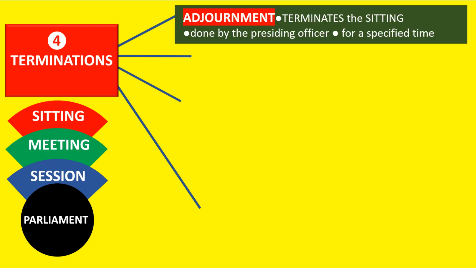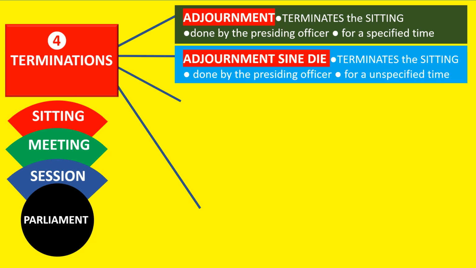The first termination is adjournment. Here in the adjournment, what we are going to discuss is about terminating a sitting. Adjournment terminates a sitting and is done by the presiding officers for a specific time. For example, the Speaker of the Lok Sabha may say that the House is adjourned till 3 p.m. today. That means the House is terminated and it will reassemble by or after 3 p.m. So time specification is done. Let's go to the next type of termination.